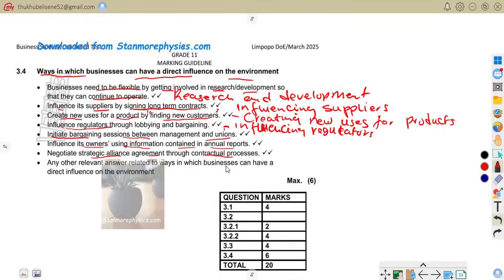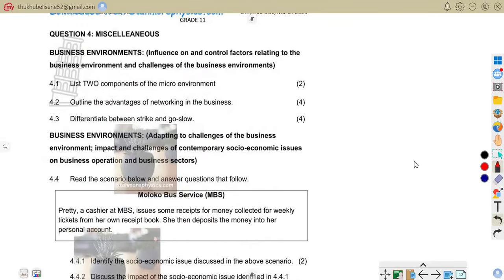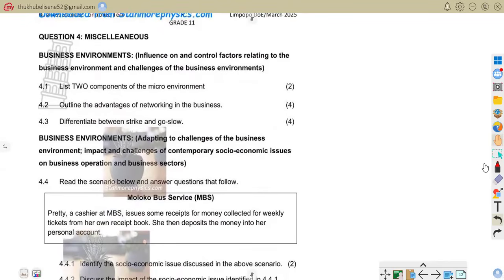Any other relevant answers related to the ways in which business can have a direct influence on the environment? So now let us go to question 4. Let us be on question 4. So here we are on question 4.